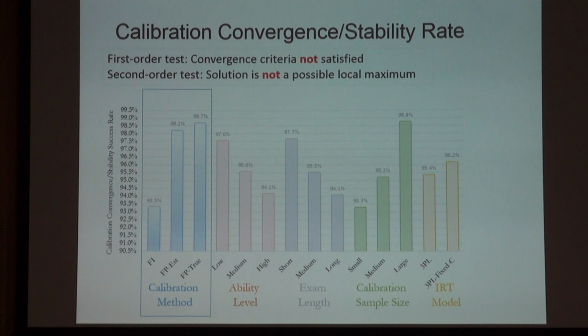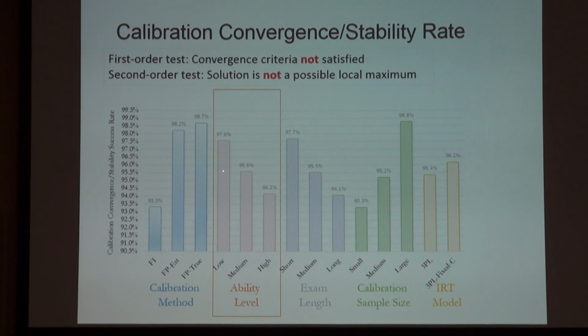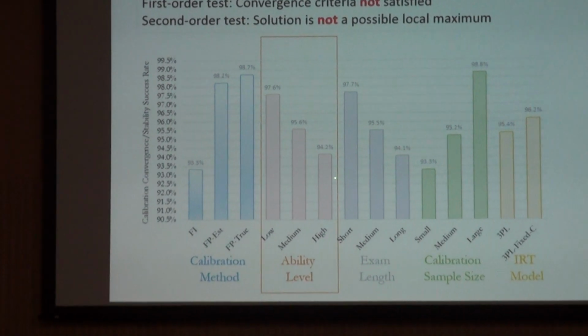So we first look at the results for calibration method. As you can see, fixed person parameter estimation has a higher success rate than the fixed item approach by about 5%. And for ability level, the low ability level has a higher success rate, which means the closer the distance between ability and the difficulty mean, the higher the success rate.